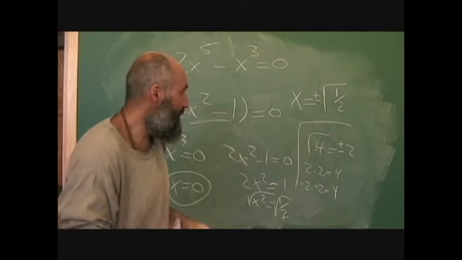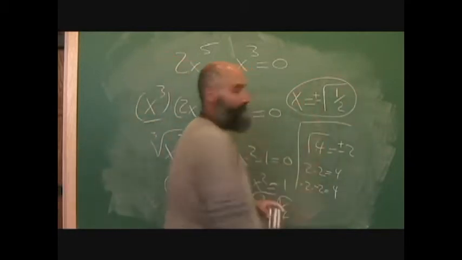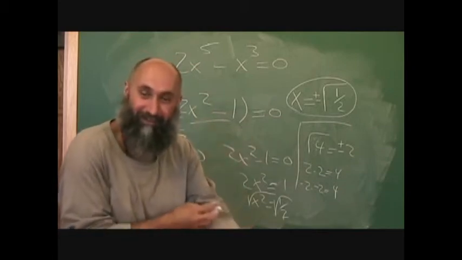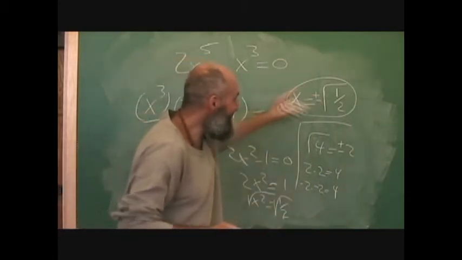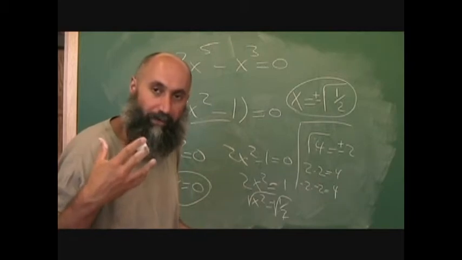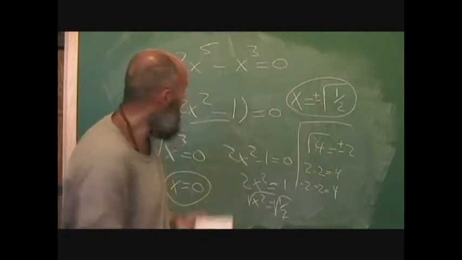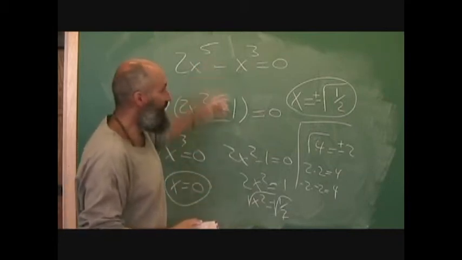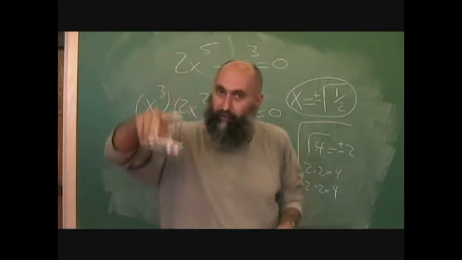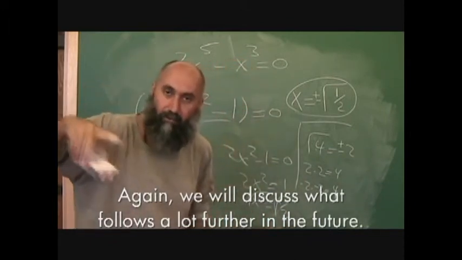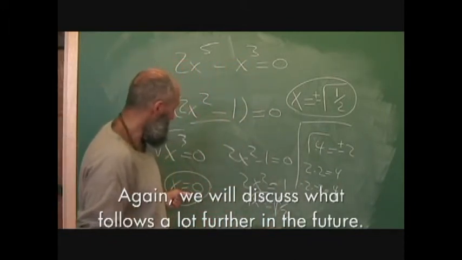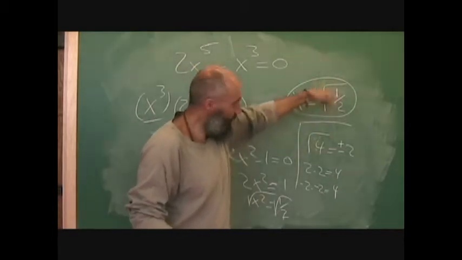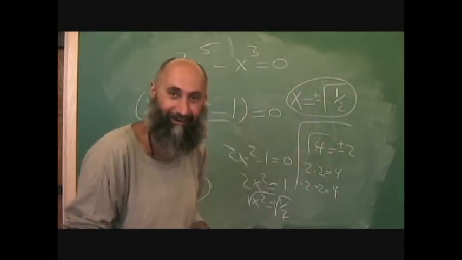And just for those people who have already gone into these types of functions, polynomial functions and stuff like this, these points are where you cross the x-axis. And with x to the power of 5, this means your function has 5 curves, and 3 times it crosses the x-axis. It crosses the x-axis at 0 and plus or minus the square root of a half.